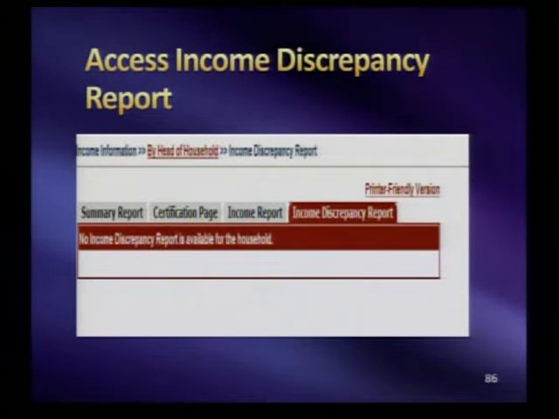Accessing this is, again, very simplistic. And hopefully, when you click on the income discrepancy report tab, it looks like this: no discrepancy exists. Because guess what? If there's something there, then that means you've got to have a conversation with the client.